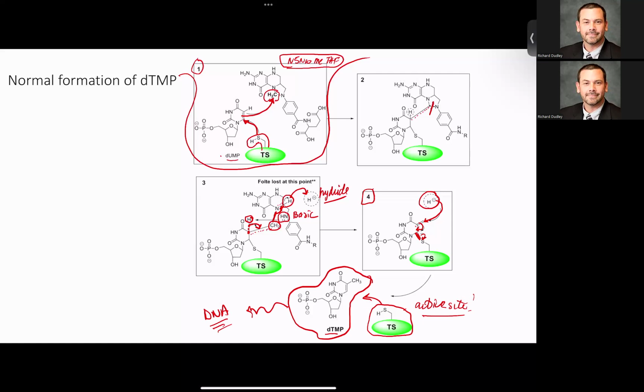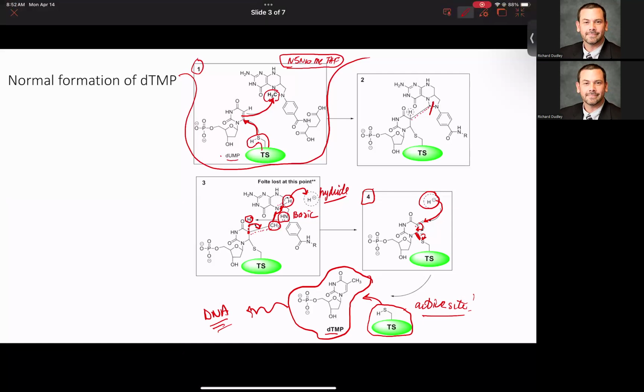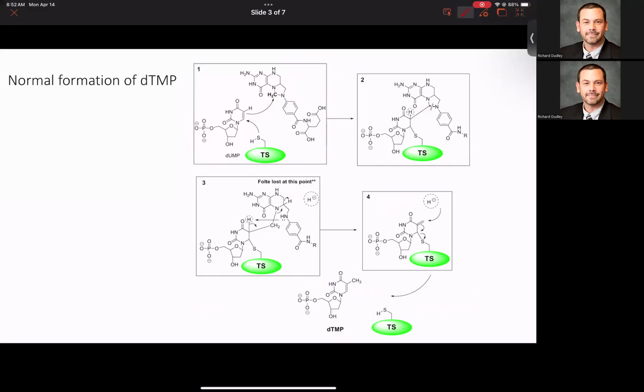Okay. Now, it's reasonable to think that if we can figure out how to block any step in this pathway, right? How can we block this? If we can block any of those steps in this pathway, then what we can effectively do is decrease the concentration of thymidine. And if we decrease thymidine, we decrease DNA synthesis, and then that's going to lead to cell death.